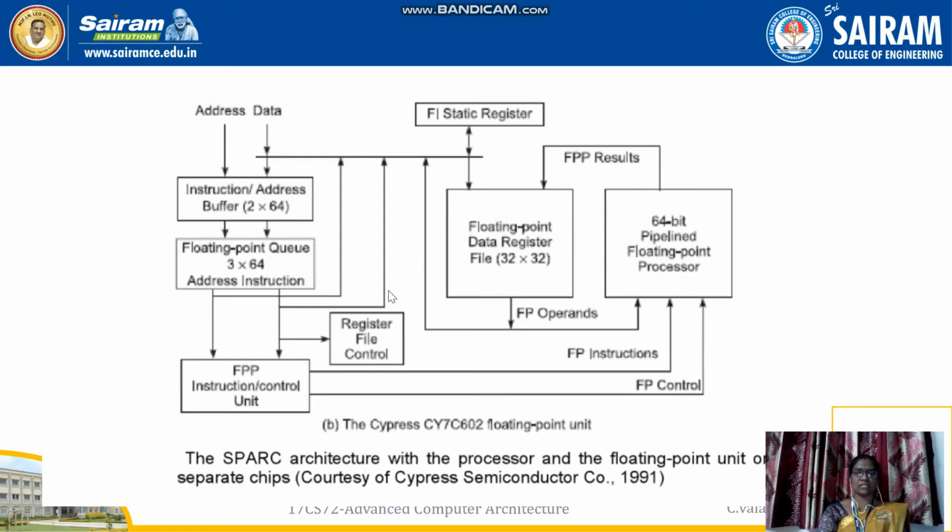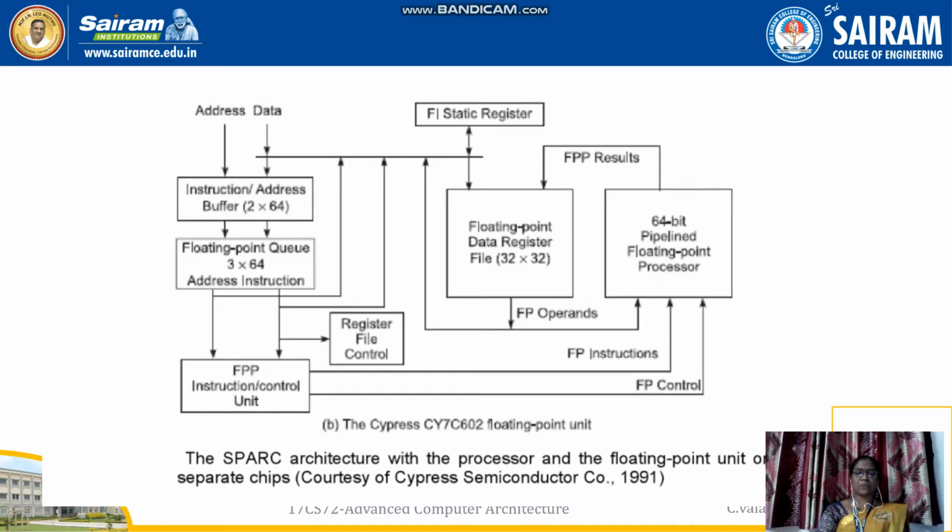Here you have the buses associated for floating point data registers and pipeline floating point processor register, and FP operands, FP instructions, and FP control. So these three are the very important digital buses associated in the functional unit of floating point processing. These three are the main digital buses which connect the units here. First one is FP operands, that is nothing but data, and then FP instruction, and FP control. So these three are very important here.